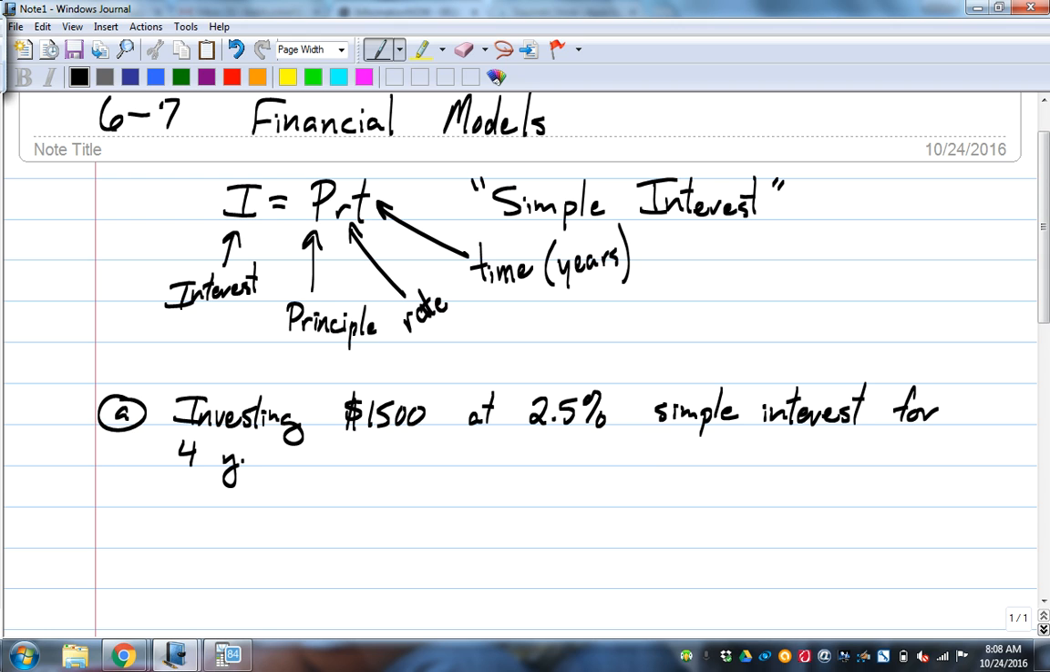4 years. Let's say you guys graduating this year, you get $1,500 in graduation gifts, and you decide, I'm not going to spend this. I'm going to put this back for 4 years while I'm in college, and then I'll have something back after that. So, how much interest is gained?